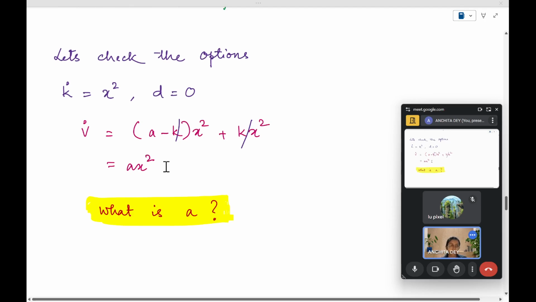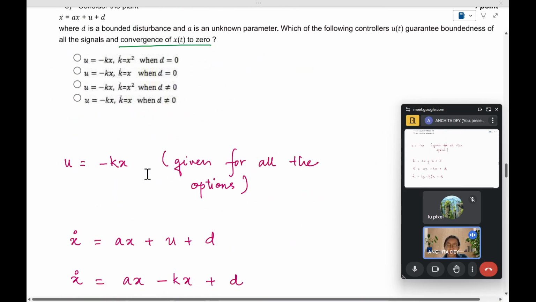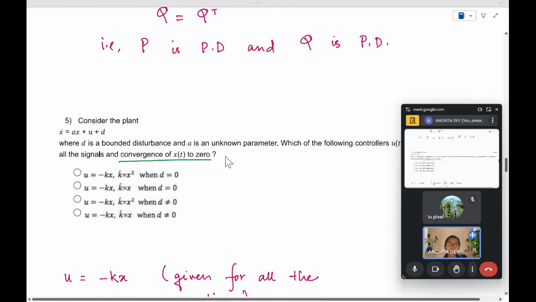First of all, v was a function of x and k, right? Now the moment that k is not present in the expression of v dot, it means that there is no chance of any definiteness. You can only get some semi-definiteness, and of course I'm not talking about the indefinite condition. Now what is a? We have no idea about a, right? That was given to us, that a is an unknown parameter.